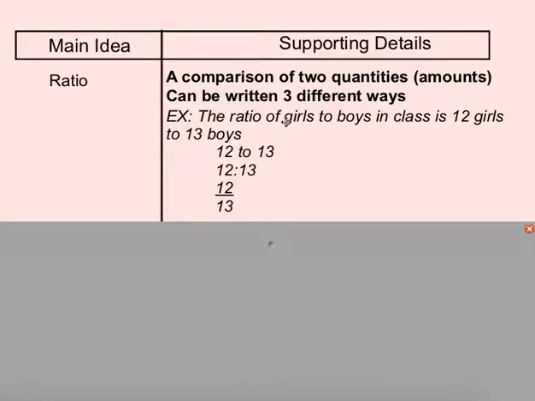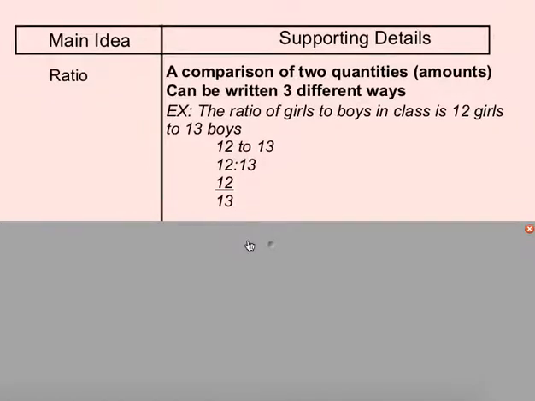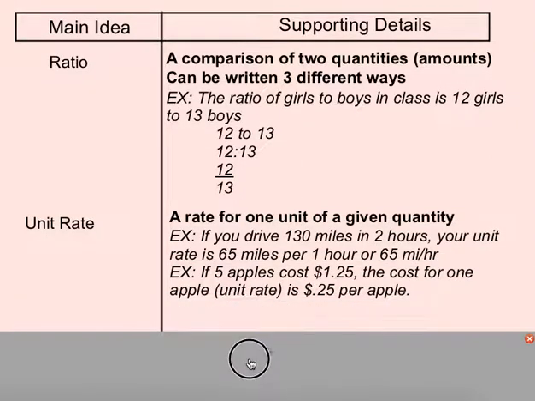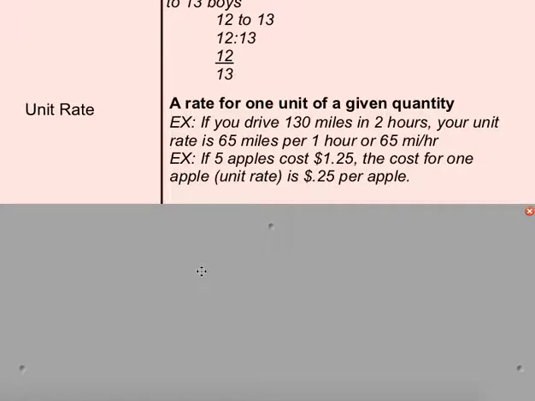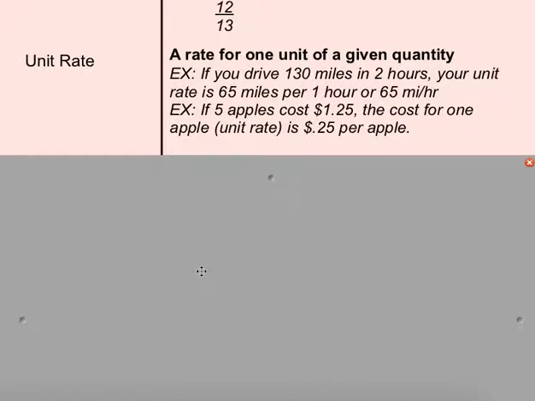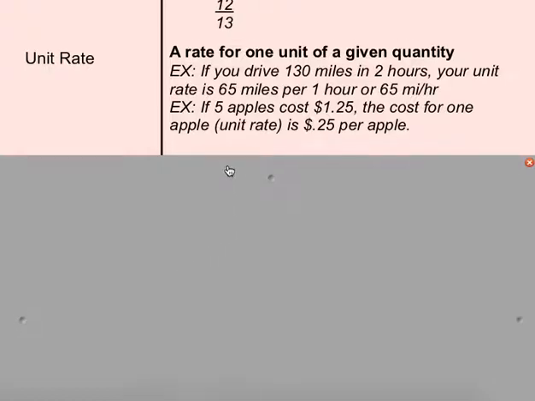If we say the ratio of girls to boys, then we know 12 is the number of girls, 13 is the number of boys. A unit rate is a rate for 1 unit of a given quantity. So, if in this example we drive 130 miles in 2 hours, for our unit rate we want to know how far we drive in 1 hour. So our unit rate is 65 miles per hour.